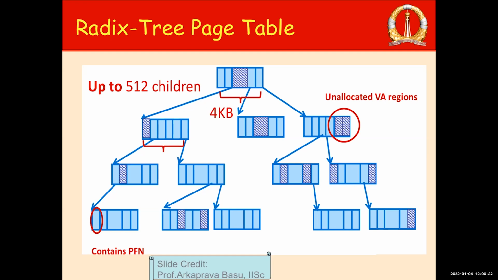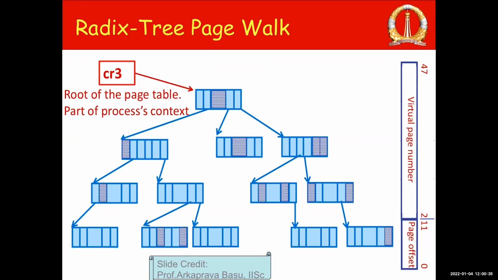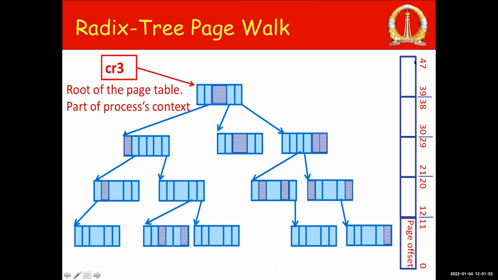Now you take your 48-bit address, leave the least significant 12 bits as the page offset. There are remaining 36 bits. And if you have 512 children for any node, then those 512 children is essentially 9 bits. So you can divide this address space in sets of 9 bits. For example, you take the most significant 9 bits and index into the root node, which tells you which one of these 512 children you are talking about.